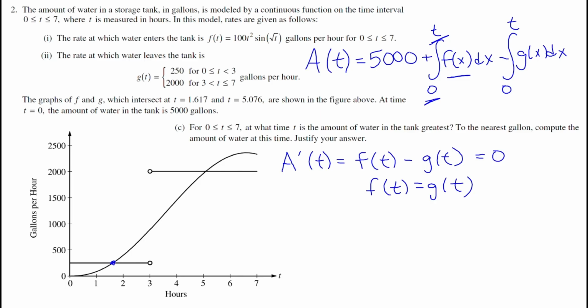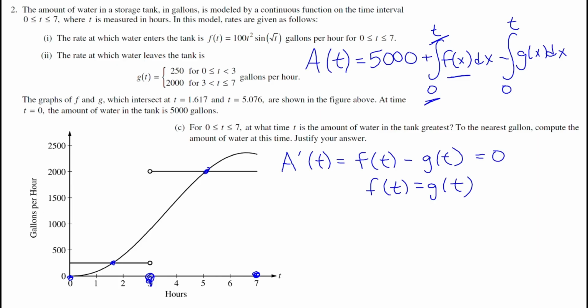And so we know when that happens: they equal each other here at the 1.617 and the 5.076 values. But we also have to take into account what's going on at the endpoints, right? At t equals 0, it could be a possibility, and at t equals 7, it could be a possibility. And also, we need to think about what's going on at t equals 3, where g of t has this jump in it, right? Because the derivative there is going to be undefined at 3, because g doesn't exist at 3, or the derivative of g doesn't exist at 3.